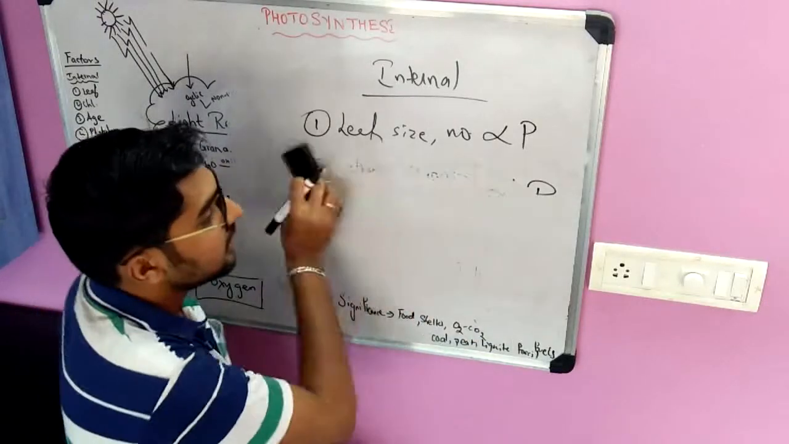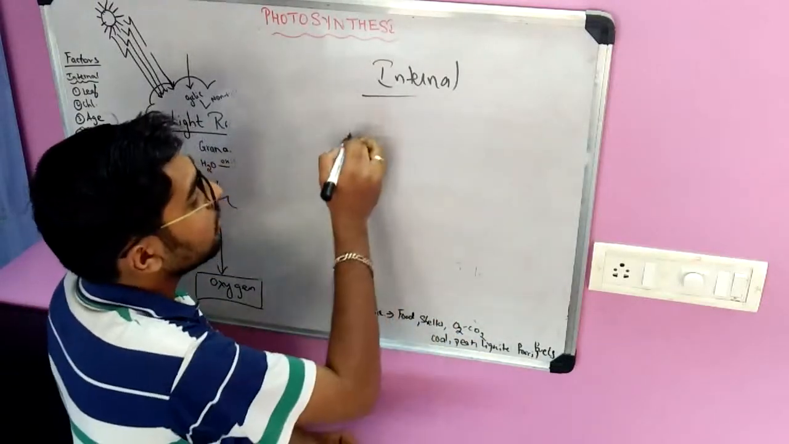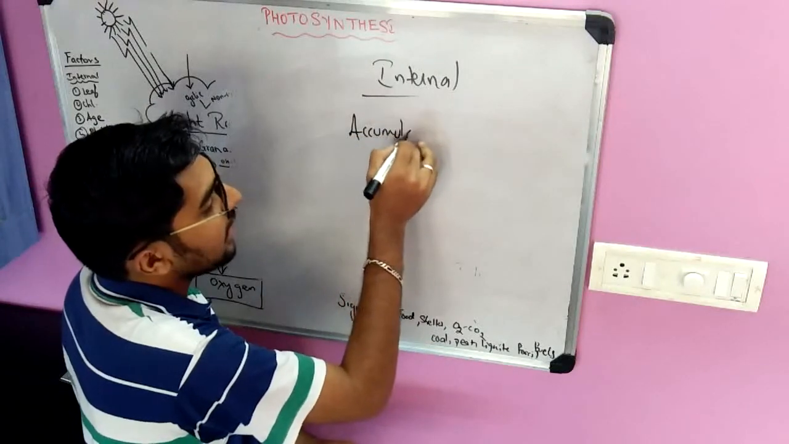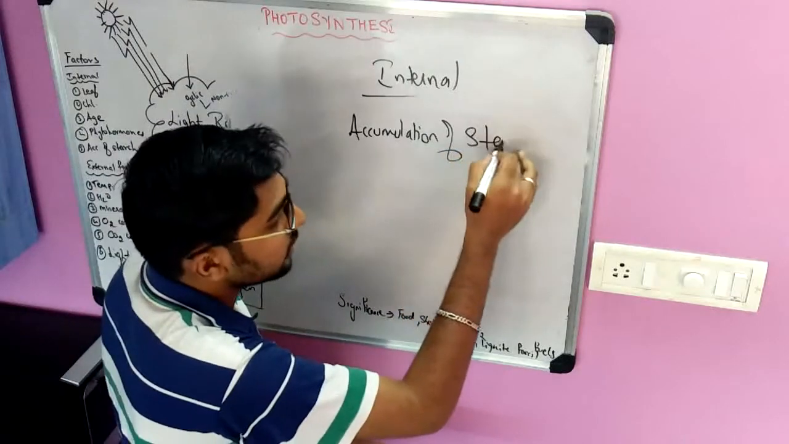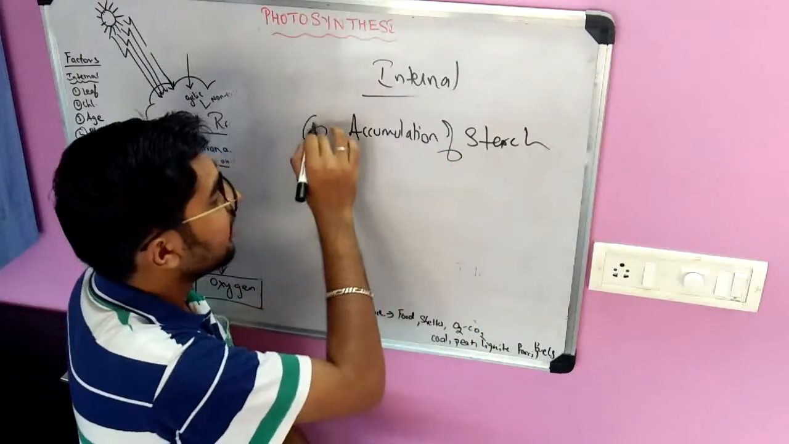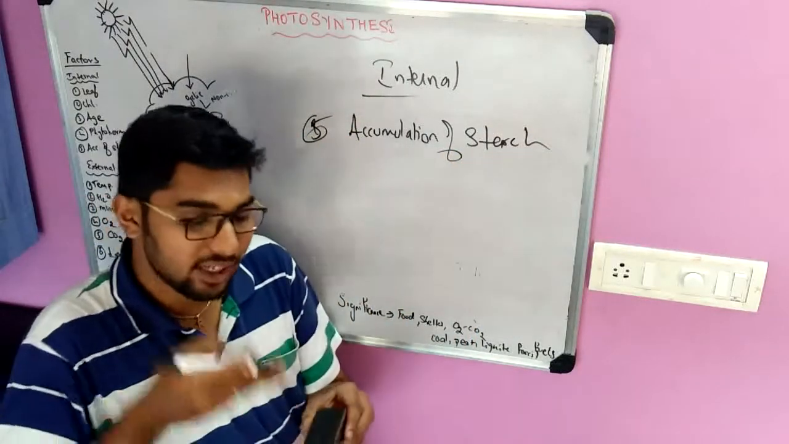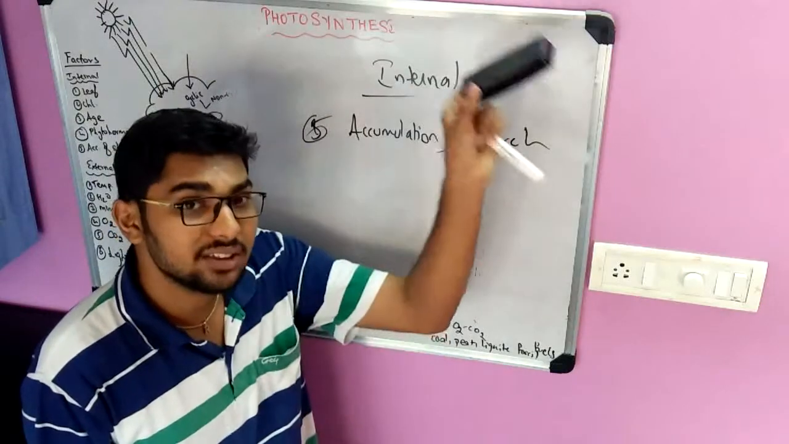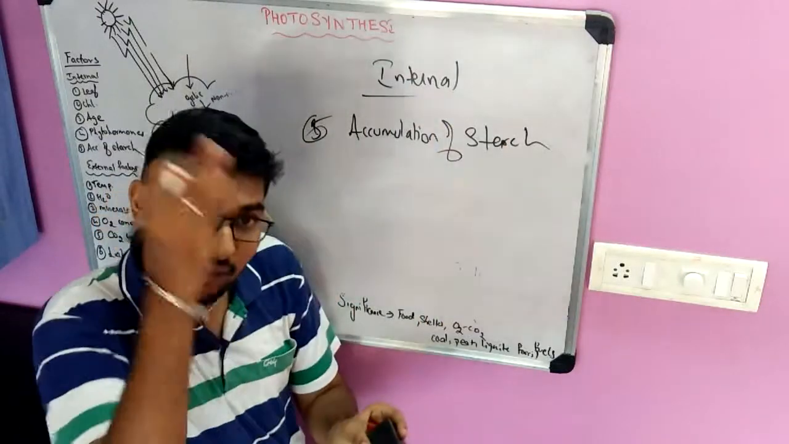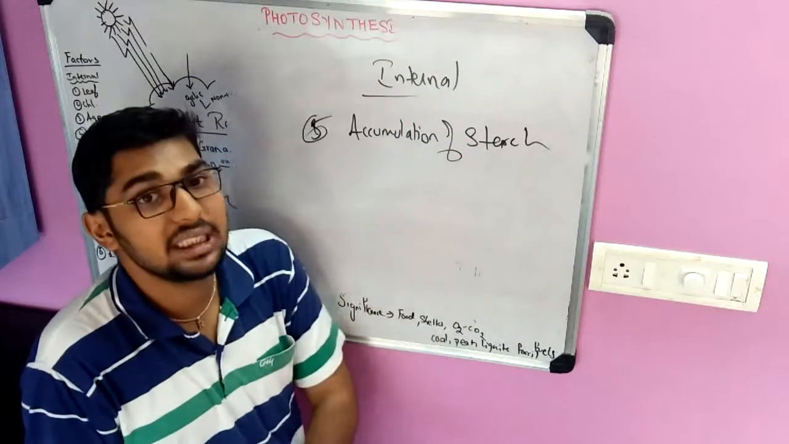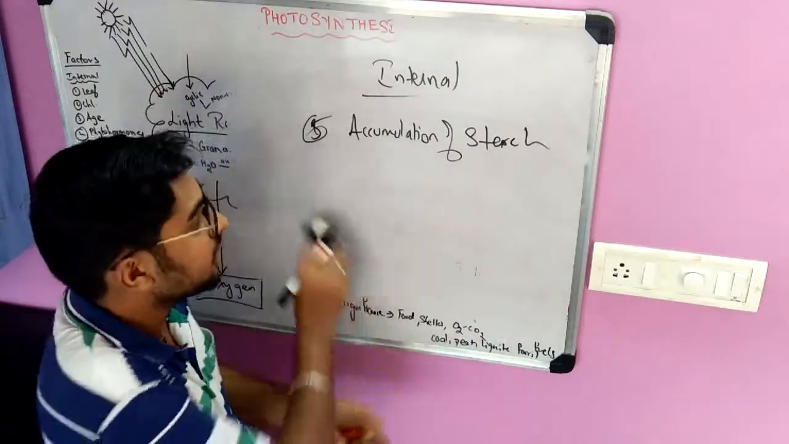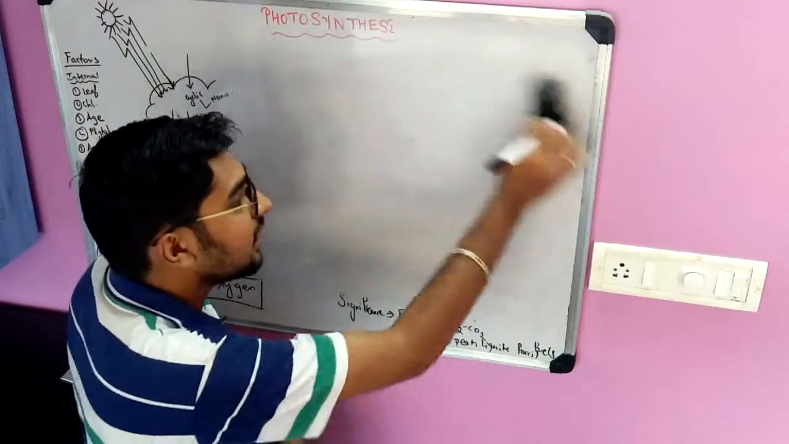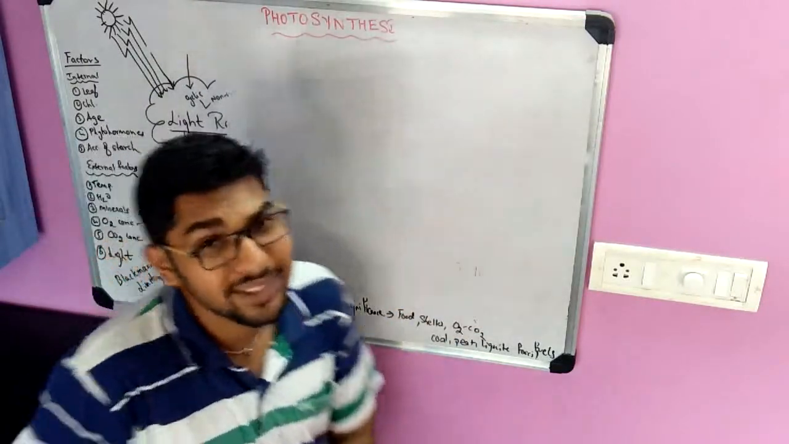The last thing is accumulation of starch. Starch is the end product of photosynthesis. That is the fifth factor. The accumulation of the end product, either oxygen or starch, will decline the photosynthesis process. So the accumulation of starch also declines the rate of photosynthesis. With this, we have completed internal and external factors responsible for photosynthesis.